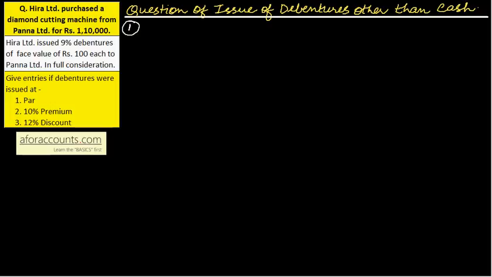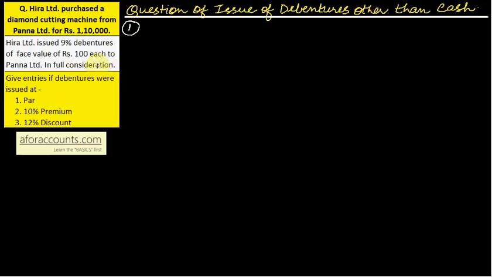Next question on issue of debentures. Hira Limited purchased a diamond cutting machine from Panna Limited for rupees 1,10,000. Okay, so it is purchase of a machine by Hira Limited. Hira Limited issues 9% debentures of face value rupees 100 each to Panna Limited in full consideration.